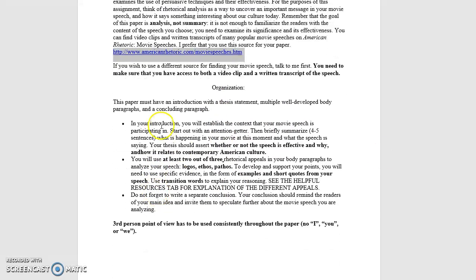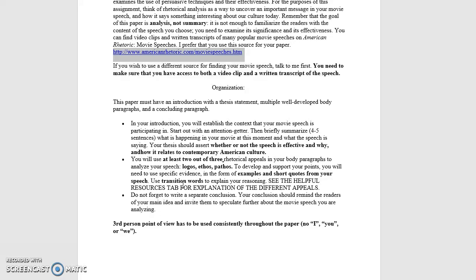Let's see, organization, right down here. Consider this like a 5-paragraph essay where you have your introduction, your 3 body paragraphs, and your conclusion. However, you can have as many body paragraphs as you want or need. Just make sure they're developed, no one-sentence paragraphs, and make sure you have an introduction and conclusion. You have to have both.